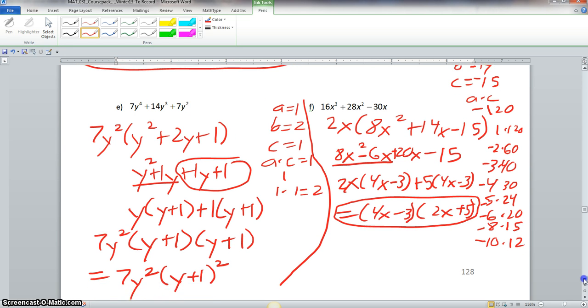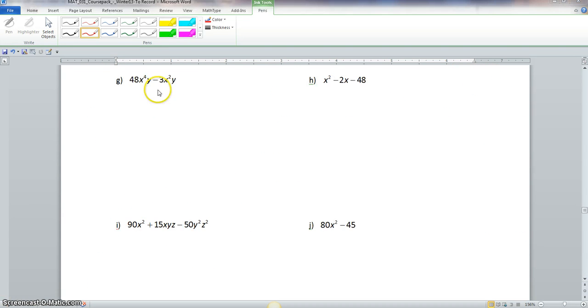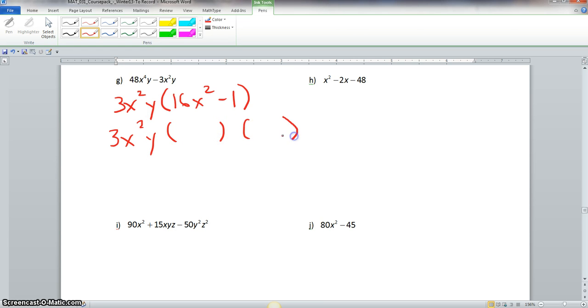Okay, now we scroll down. Now we move to G here. We have 48x to the fourth y minus 3x squared y. Now what they have in common here is 3x squared y. Now in parentheses we will have 16x squared minus 1. Now we can factor this. This is the difference of two squares. So we will have 4x and 4x, minus in one, plus in the other. Square root of 1 is 1. And this is the final answer.